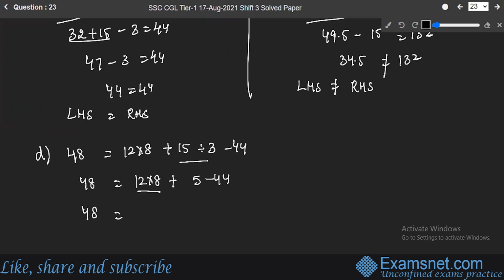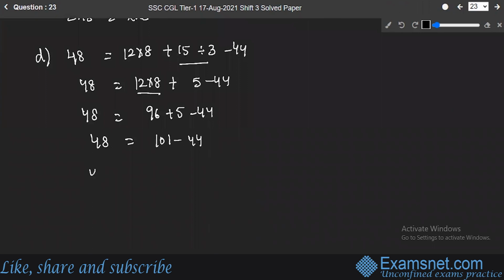12 multiplied by 8 gives you 96, plus 5 minus 44 should be equal to 48. So 96 plus 5 gives you 101 minus 44. I'll be subtracting 101 and 44. I'll get 57. They are not equal. LHS is not equal to RHS.